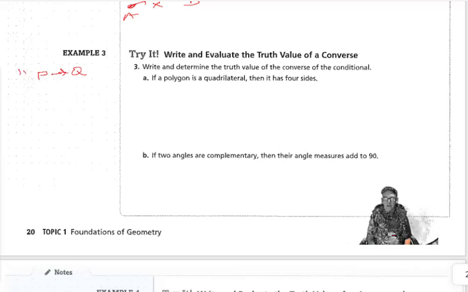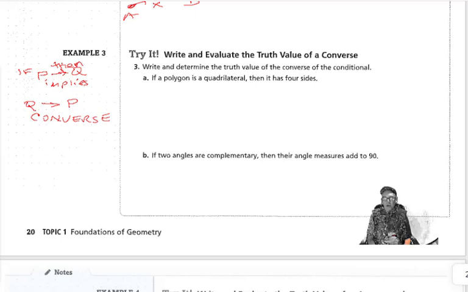So we read this as if P then Q. Or sometimes I'll say P implies Q. P implies Q, if P then Q. So that's our original if-then statement. Now if we swap the Q and the P, so we're saying if Q then P, we call it the converse. And that would have to be evaluated separately as to whether it's true or false.